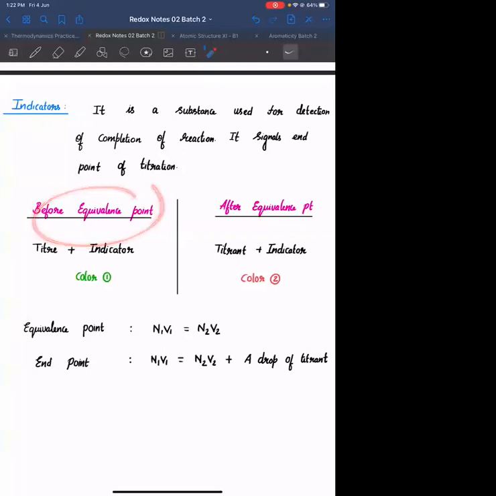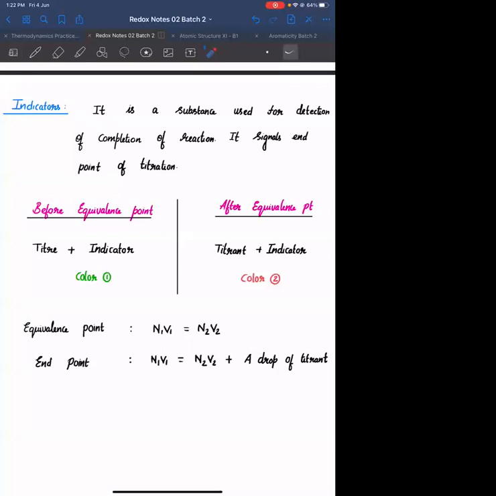Before the equivalence point, system के अंदर क्या क्या है? You have titer and the indicator. It will be having some color one. Okay. At equivalence point होता क्या है? The entire titer will be reacting with entire titrant, so you will be left with only indicator. Okay. Immediately after the equivalence point, you will be introducing some small drop of titrant. So after the equivalence point, you will be having titrant plus indicator.